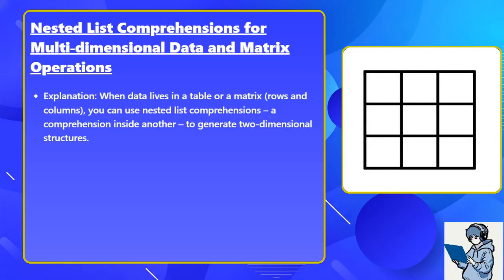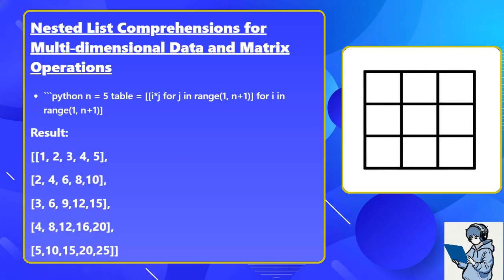When data lives in a table or a matrix, rows and columns, you can use nested list comprehensions, a comprehension inside another, to generate two-dimensional structures. Creating a multiplication table, size n. n = 5.